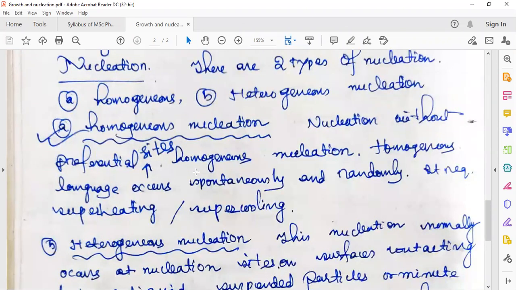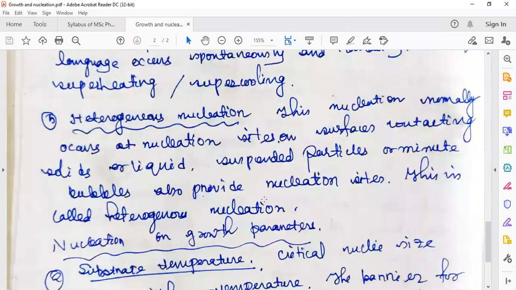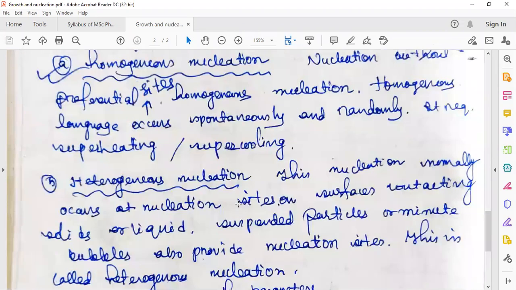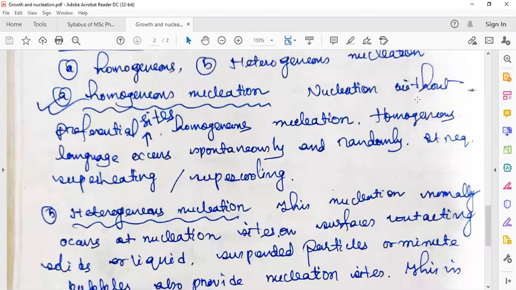So nucleation is of two types. One is homogeneous nucleation and the other one is heterogeneous nucleation. In homogeneous nucleation, nucleation without preferential sites is known as homogeneous nucleation. It requires superheating and supercooling.